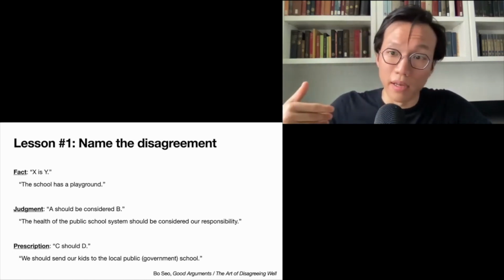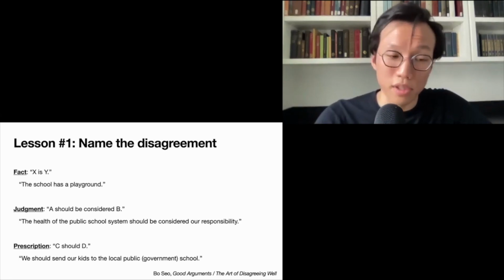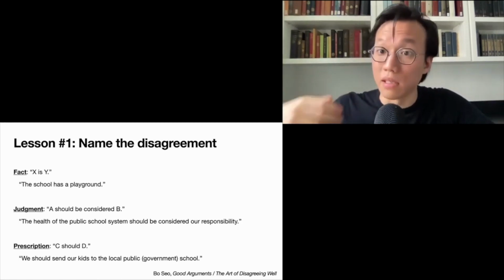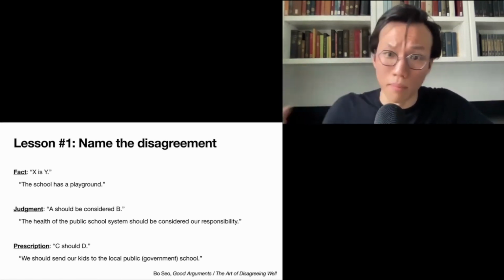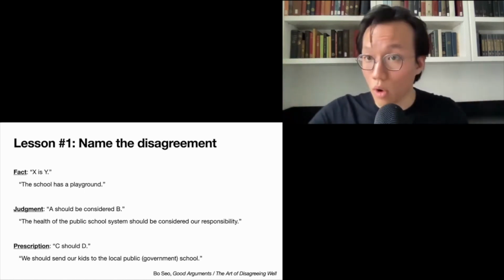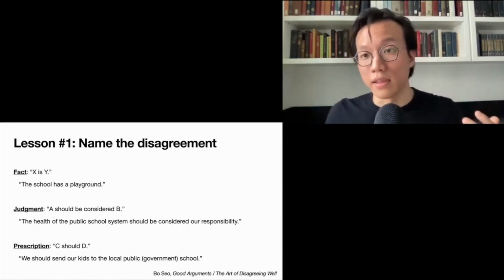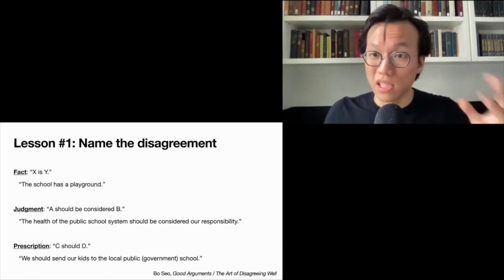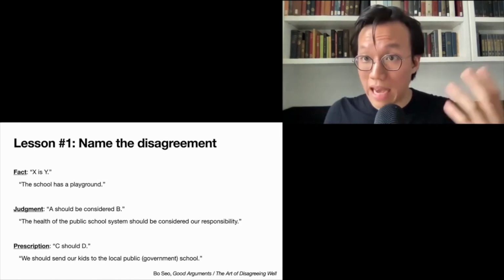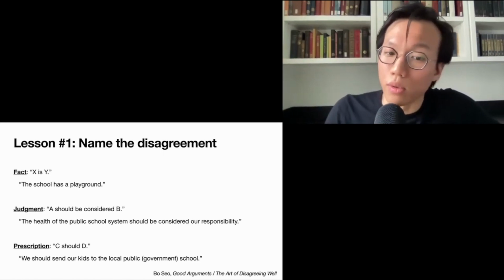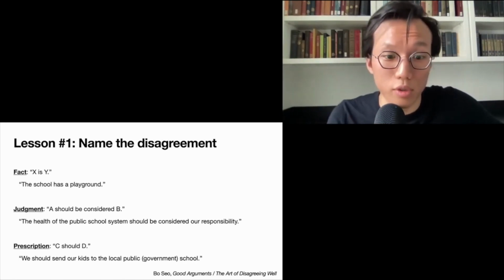There could be a second kind of disagreement, which is a disagreement about judgment, which usually takes the form A should be considered B, where B is a kind of normative or moral judgment. So the health of the public school system should be considered our responsibility or not. And in addition, there's a third kind of disagreement, which is about prescription. So C should D, where C is an actor and D is an action. So we, parents, should send our kids to the local public or government school.